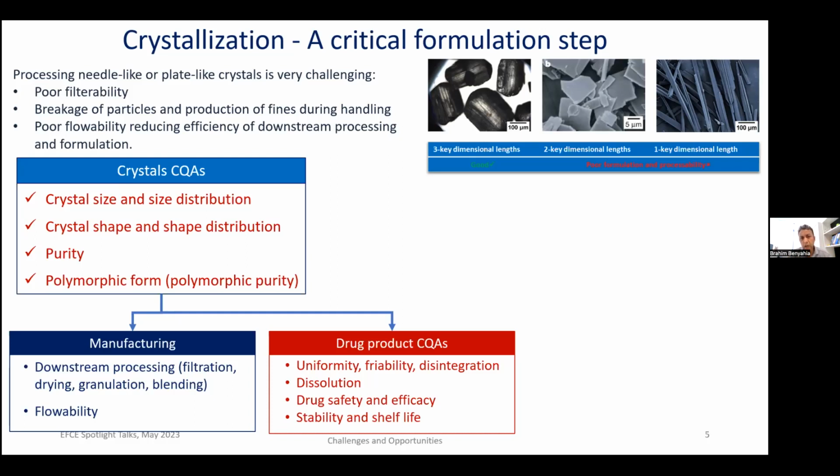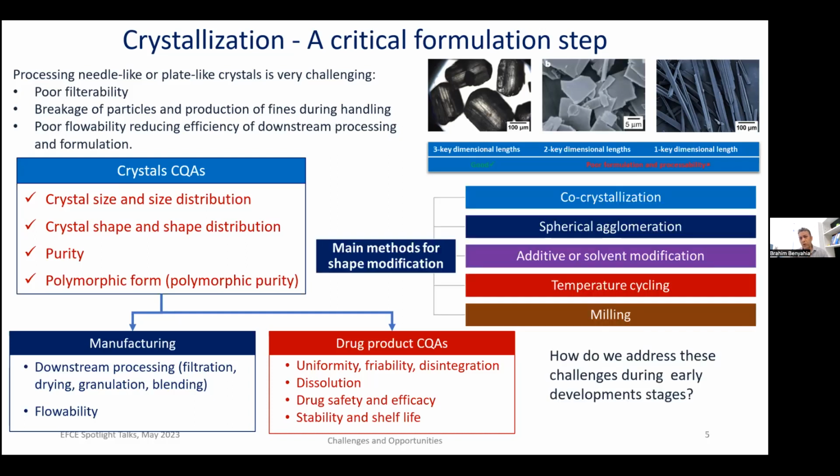attributes of the crystallization, impact the final critical quality attributes of the drug product, such as uniformity, friability, disintegration, dissolution, and of course, drug safety and efficacy and stability and shelf life. So we need to get these within or under control. And particularly when we face the problem of plate-like and needle-like crystals, which are quite common in pharma, we may use different techniques such as co-crystallization, spherical agglomeration, the use of additives or solvent modification, temperature cycling, milling.